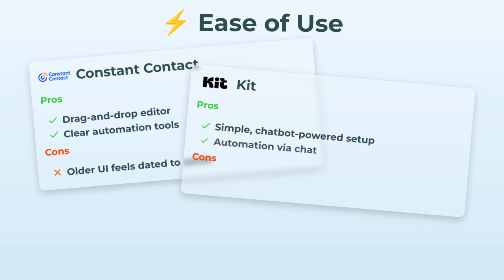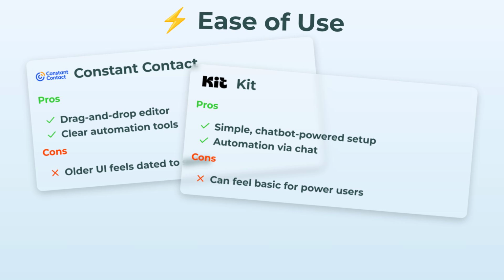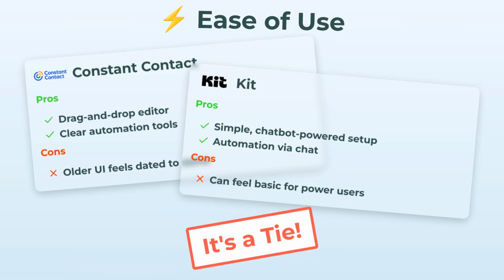Turning to Kit, setup is super simple. You're guided mostly by a chatbot, and honestly, it walks you through everything you need nice and quick. But if you're a power user, it might feel a tad basic. Both keep things accessible though, so I'm calling this one a tie.